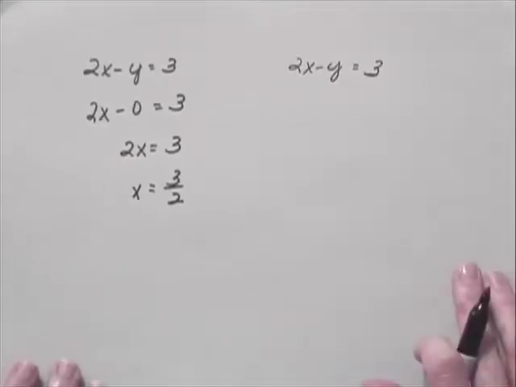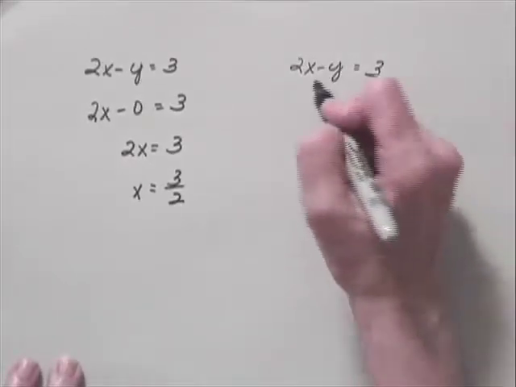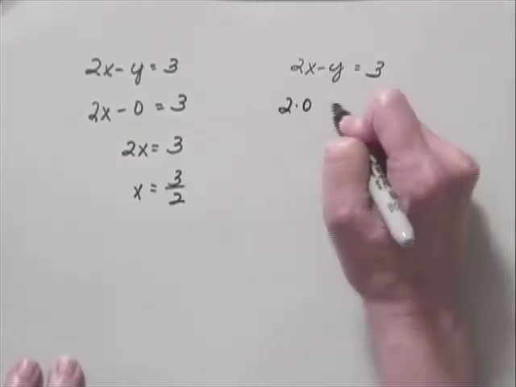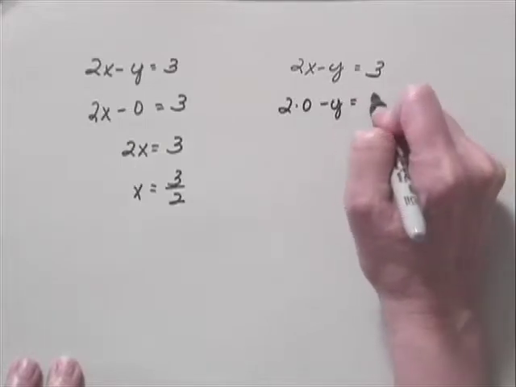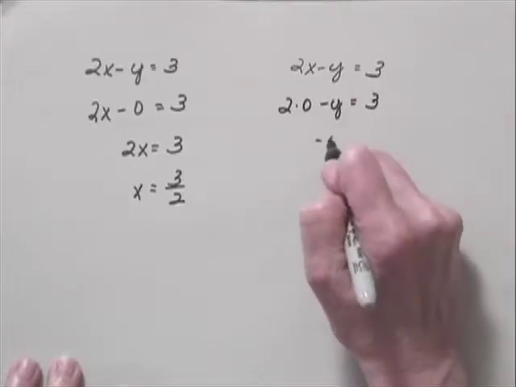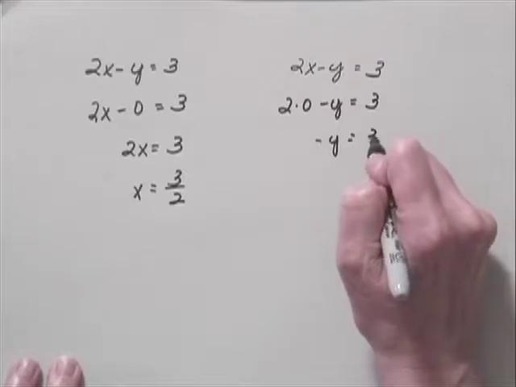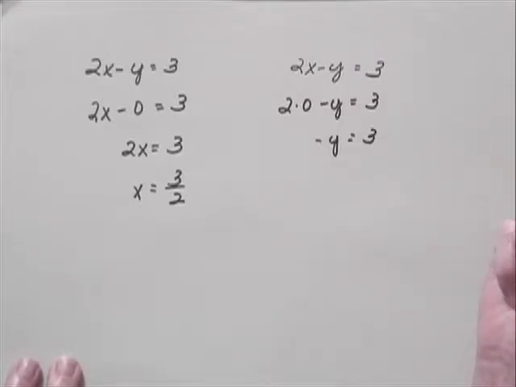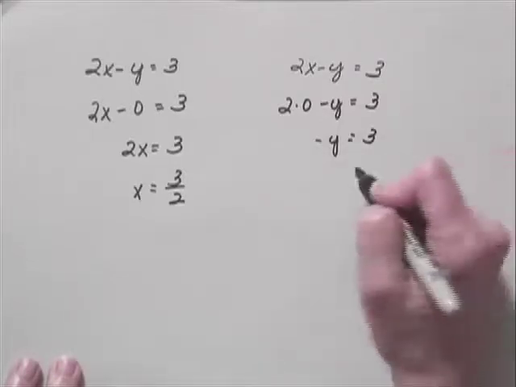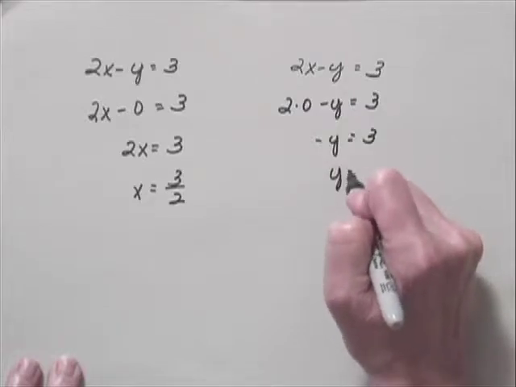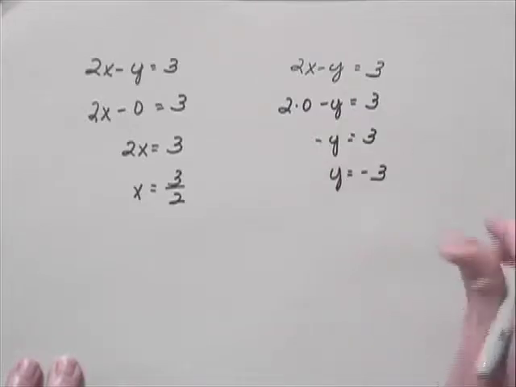Now we'll find the y-intercept. To do that, we'll let x equal 0 and solve for y. 2 times 0 minus y equals 3, or just the opposite of y equals 3. And if I multiply both sides by negative 1, or divide both sides by negative 1, I have y is equal to negative 3.